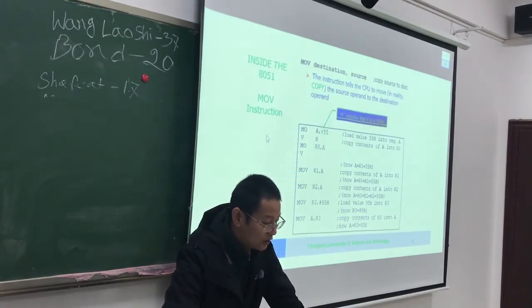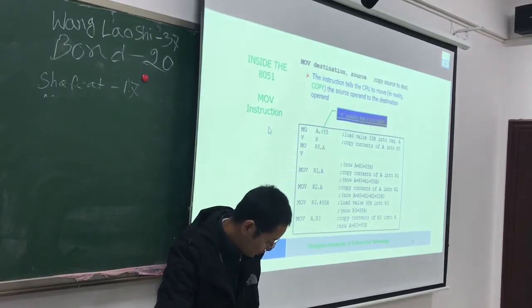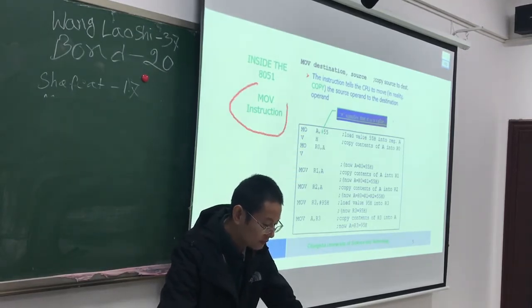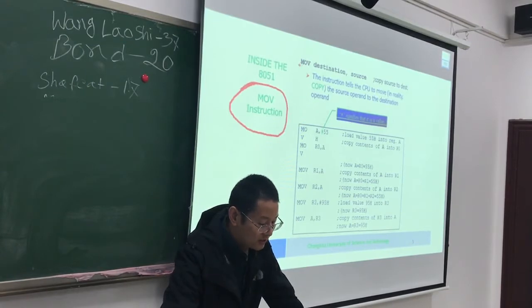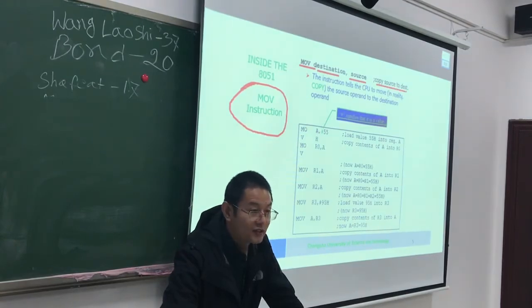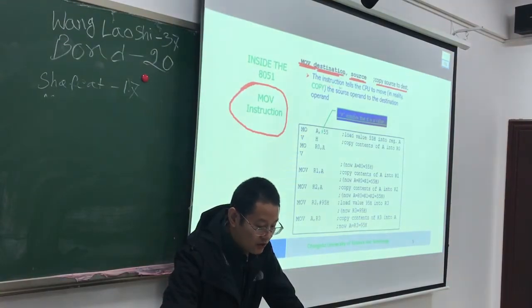Next, I introduce the move instruction. Move destination, source, which means source to destination. If you see code like this, it means copy this to here. The instruction tells the CPU to copy the source operand to the destination operand.